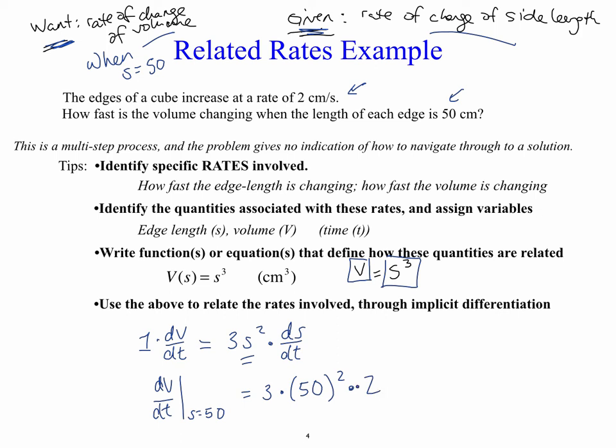And notice if you think about the units involved, 3 is unitless, but the 50 is centimeters, so square centimeters here. The 2 is centimeters per second. So this is cubic centimeters per second, which should make sense if we're talking about a rate of change of volume.